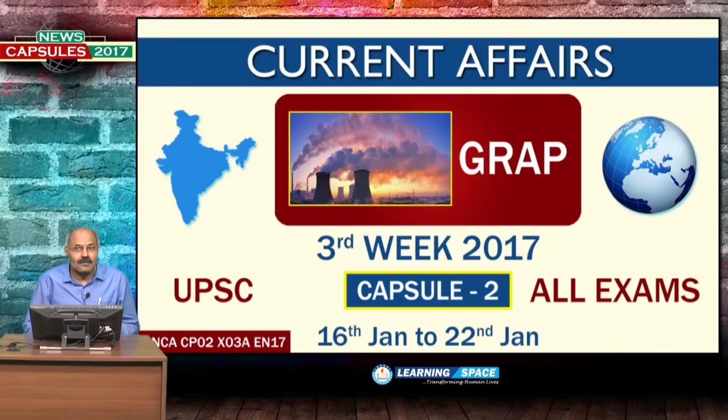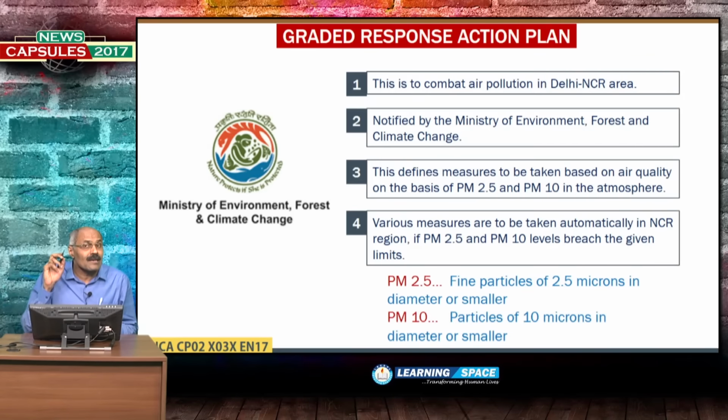Right friends, welcome back to GRAP, Graded Response Action Plan. This is with regard to controlling pollution in the Delhi National Capital Region, in the Delhi NCR area. For controlling air pollution, these guidelines of the Graded Response Action Plan were recently notified by the Ministry of Environment, Forest and Climate Change. The ministry notified these guidelines, and what exactly is the meaning of Graded Response Action Plan?